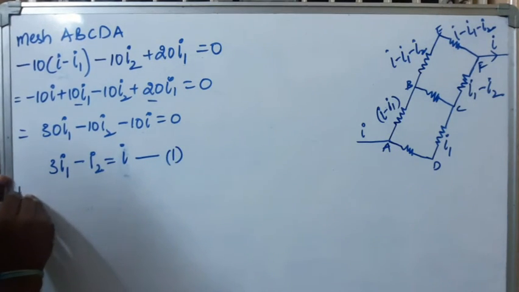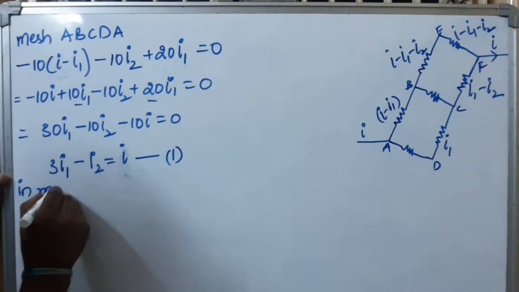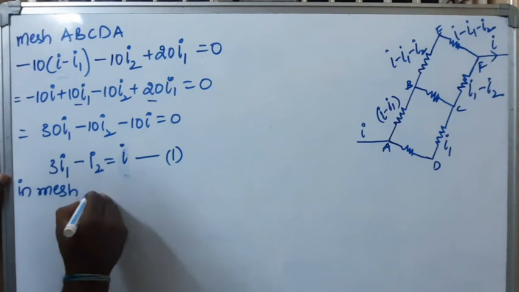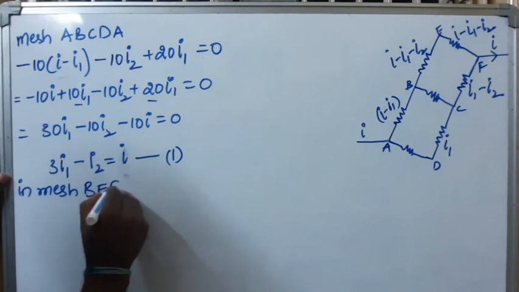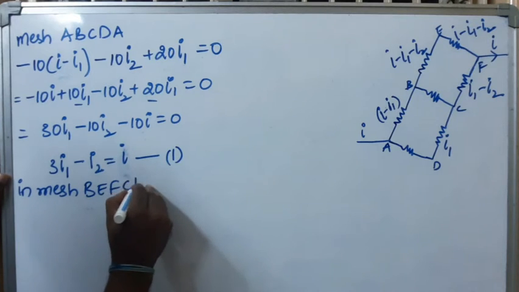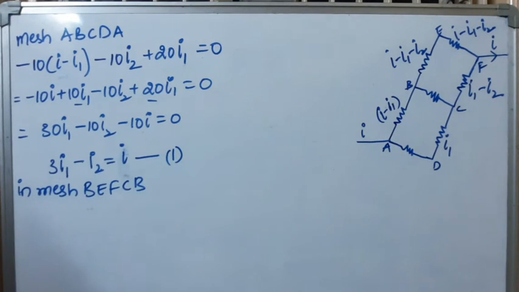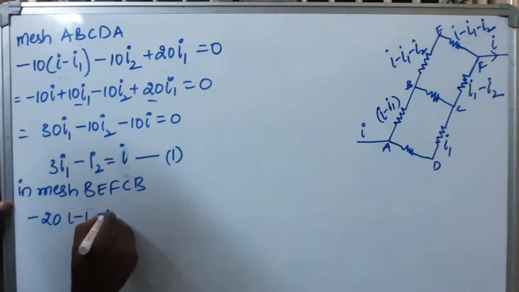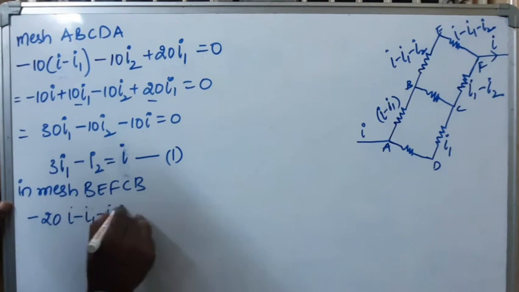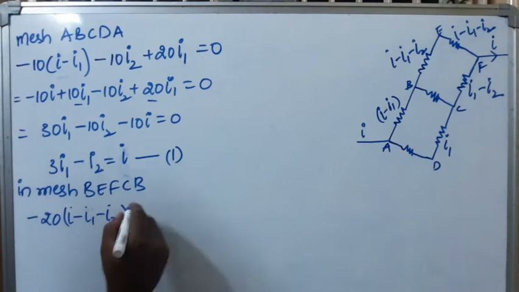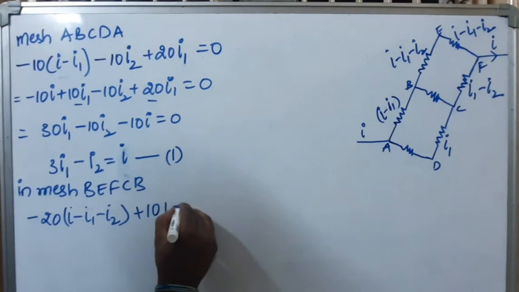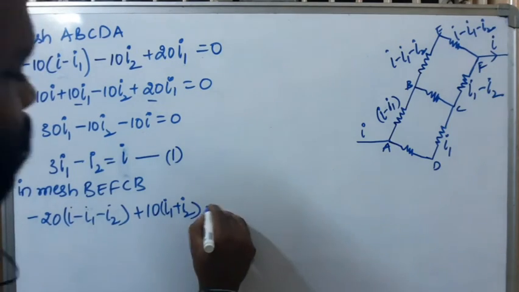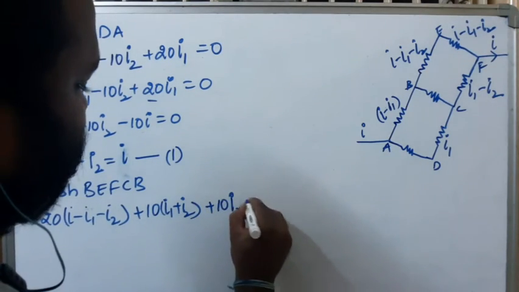Now we have to take another mesh, that is B, E, F, C, B. In this we will get minus 20 I minus I1 minus I2 plus 10 I1 plus I2 plus 10 I2 is equal to 0.